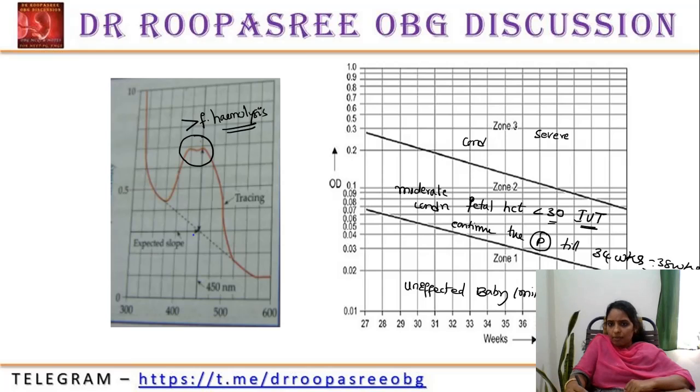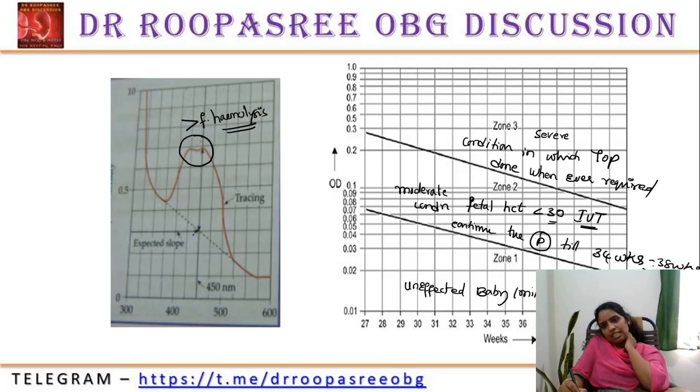And last is a severe condition in which termination of pregnancy is done whenever required. So Lily's chart will be helping in knowing whether zone 1 means it is a mild condition, continue till term, no problem. Okay. In moderate zone 2, fetal hematocrit will be less, continue up to 34. Up to 34 is a zone. After 34, whenever it is required, please terminate the pregnancy. In zone 3 or severe condition, by 34 weeks, give a dose of steroid and terminate the pregnancy. Okay, this is the Lily zone and this is the management according to the chart given.